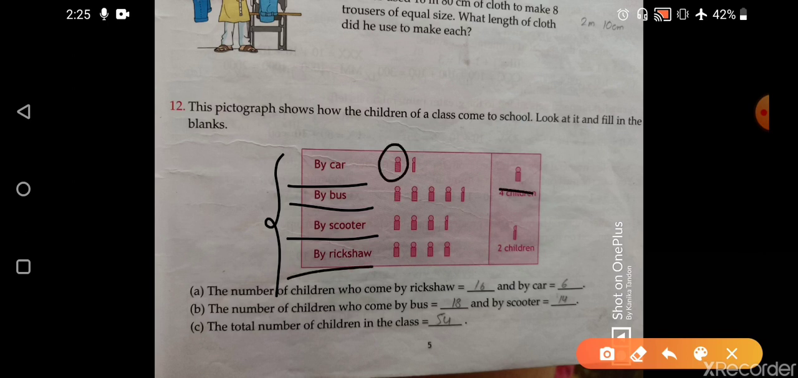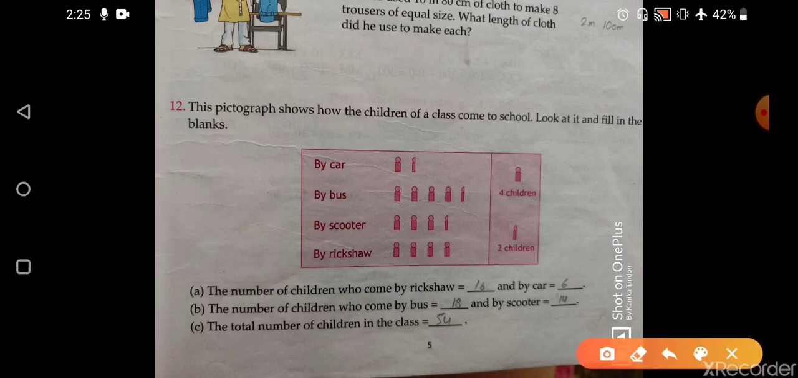Coming on to the last question of this exercise. This pictograph shows how the children of a class come to school. Look at it and fill in the blanks. So what they have done, there are 4 mediums by which the students come. That is one is by car, by bus, by scooter and by rickshaw. And this figure denotes 4 children.